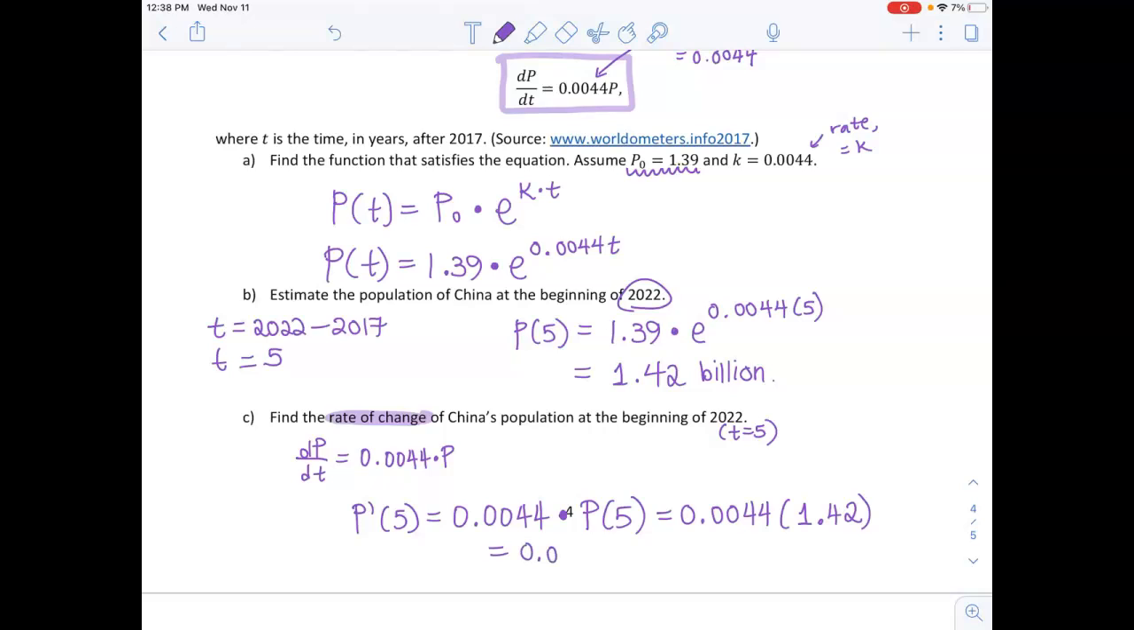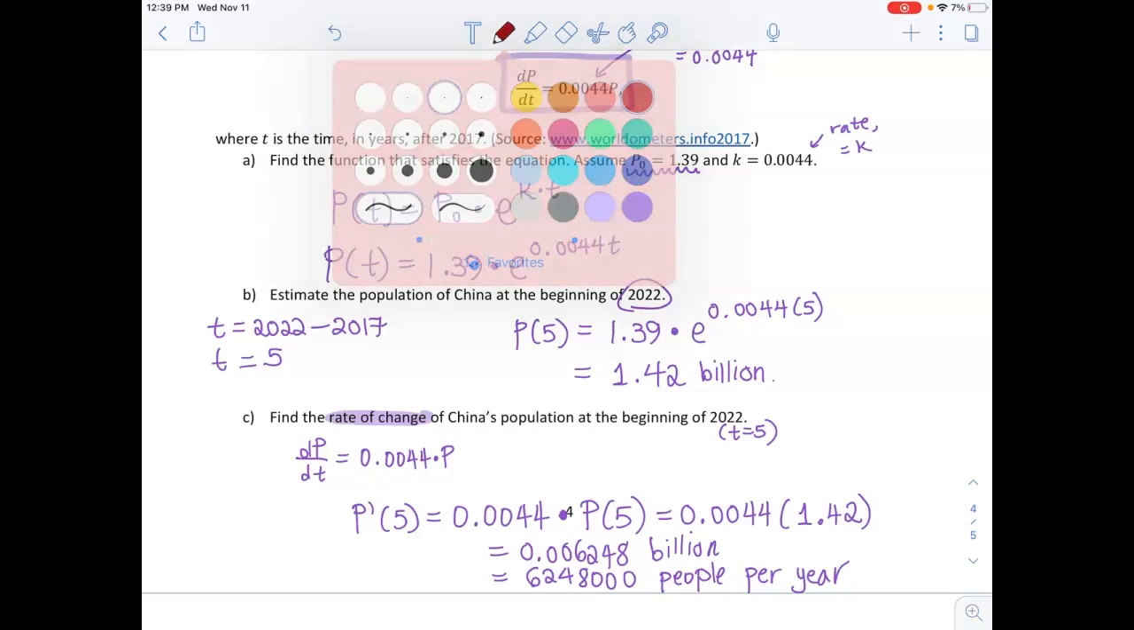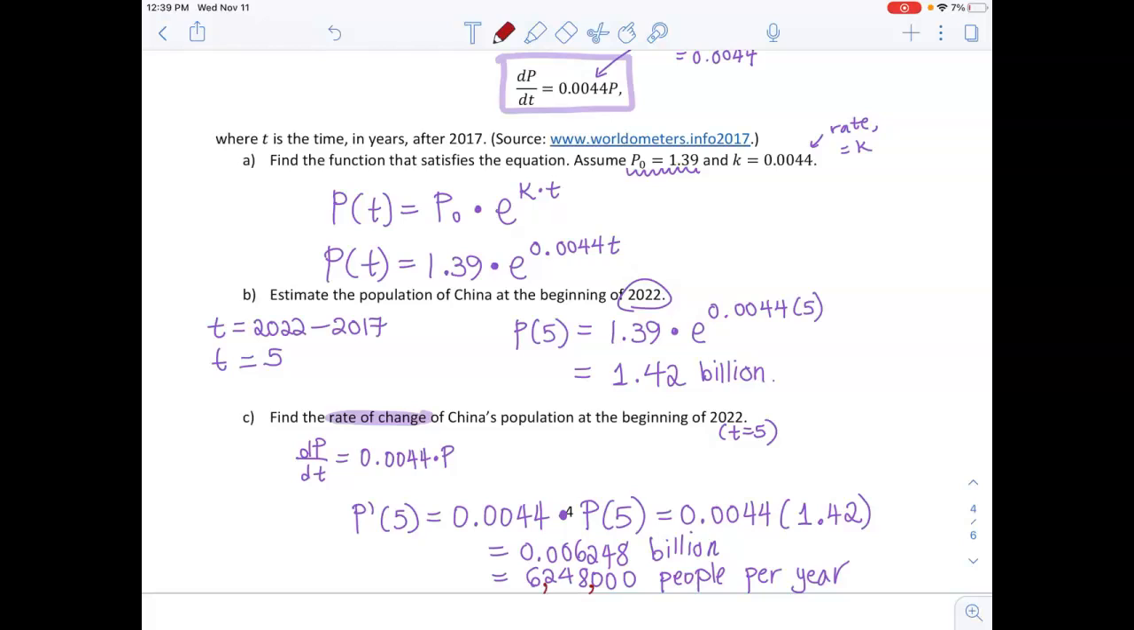0.0044 times 1.42 got me 0.006248 billion. But that's too small, so I'm going to multiply this by 1 billion to get a number of people. 1, 2, 3, 4, 5, 6, 7, 8, 9. So what I'm getting is 62. All right, let me write it down and read it later. This is a big number. Let me write the number down and put some commas. So this is what I got: 6,248,000 people per year. Their population is increasing that fast.